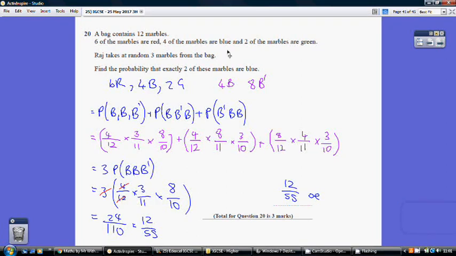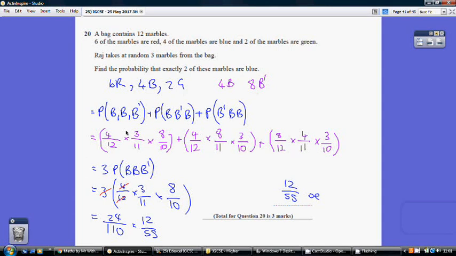So the bag contains 12 marbles, 6 are red, 4 are blue and 2 are green, or if you like, 4 are blue and 8 are not blue, B dash, not blue. So we're being asked to find the probability that exactly 2 of these marbles are blue when we take 3. So the ways that could happen, we could get blue, blue and then not a blue, or blue, not a blue, blue, or not a blue, blue, then blue.